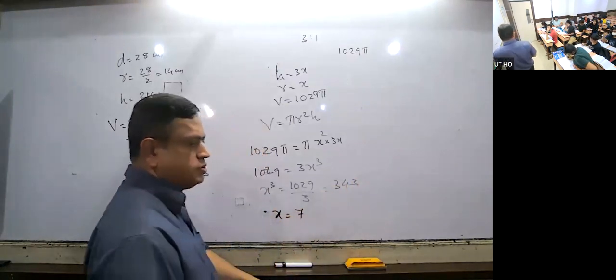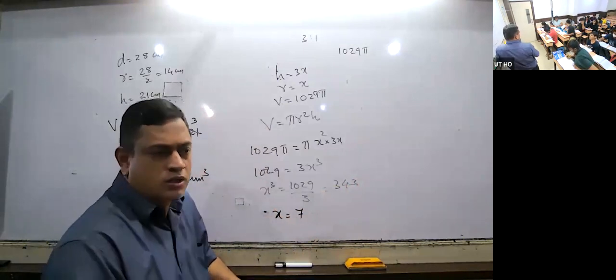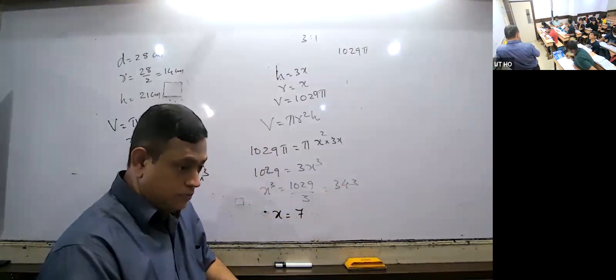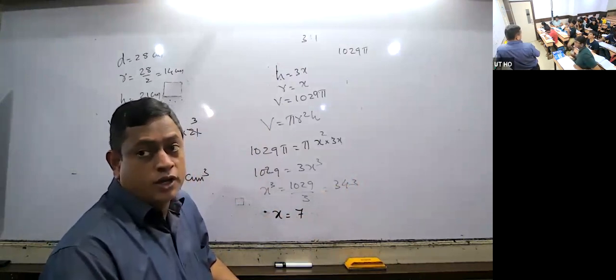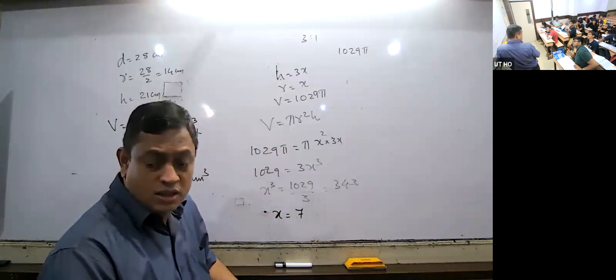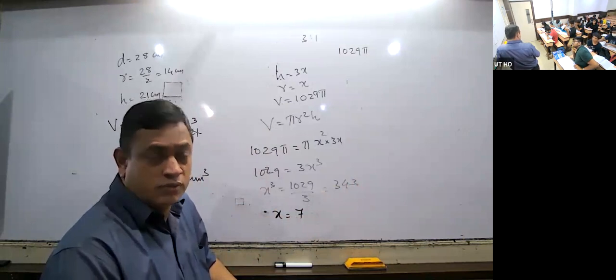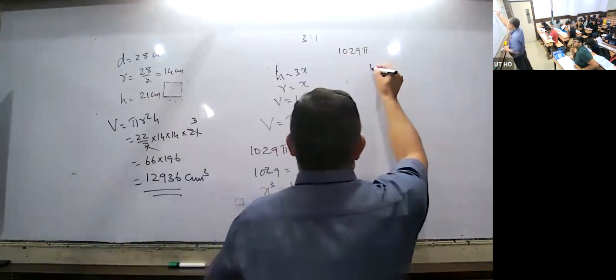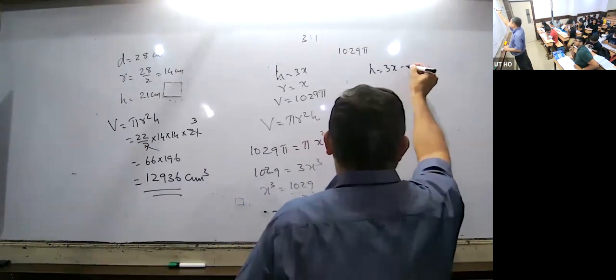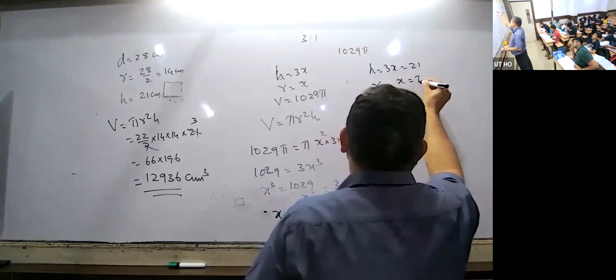Which question did you do without mistake? x is equal to 7. What is the final? First page, that's it. Here x equals 21. What do you have to find out? Akansha, what do you have to find out? Find the total surface area. So first, h is equal to 3x means 21 and r is equal to x means 7 centimeter.